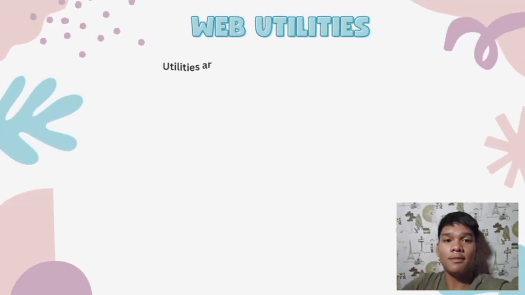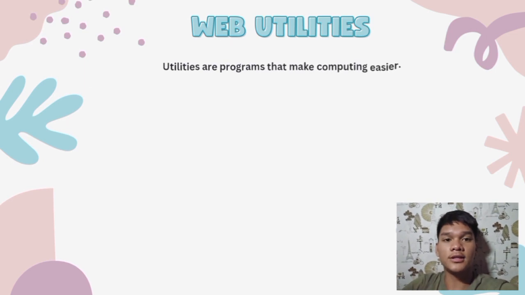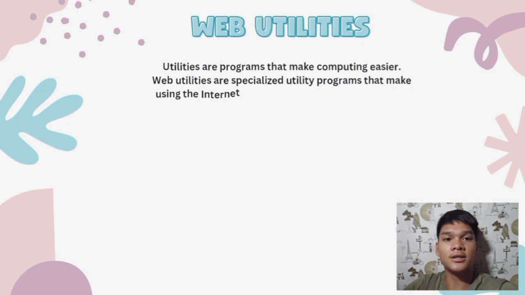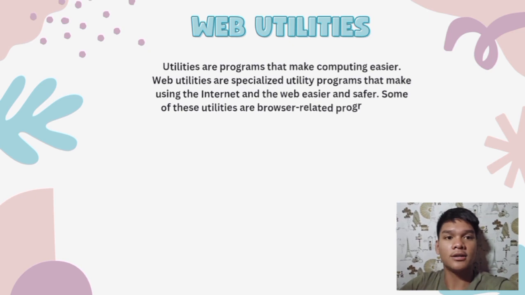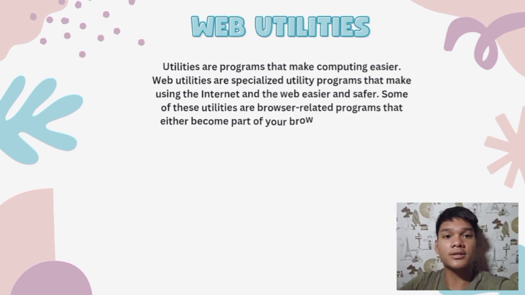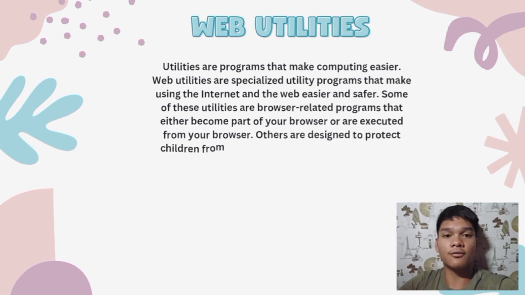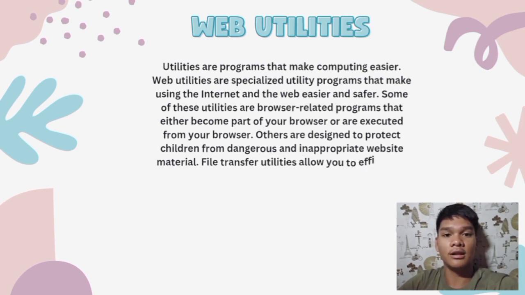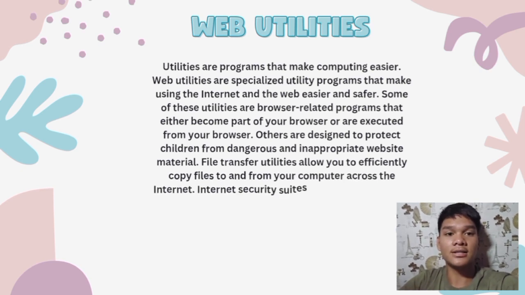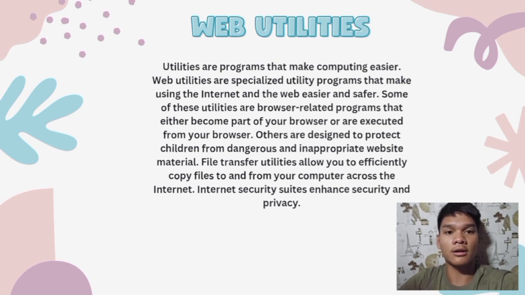So next is web utilities. Web utilities are programs that make computing easier. These are specialized utility programs that make using the internet and web easier and safer. Some of these utilities are browser-related programs that either become part of your browser or are executed from your browser. Others are designed to protect children from dangerous and inappropriate website materials. File transfer utilities allow you to efficiently copy files to and from your computer across the internet.